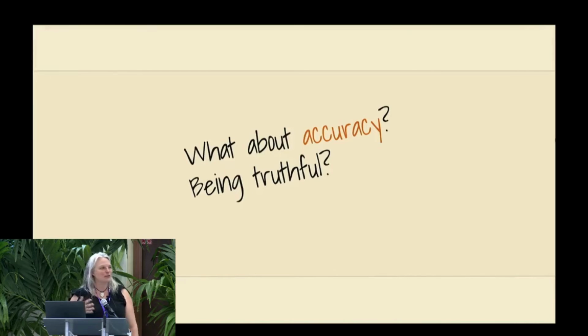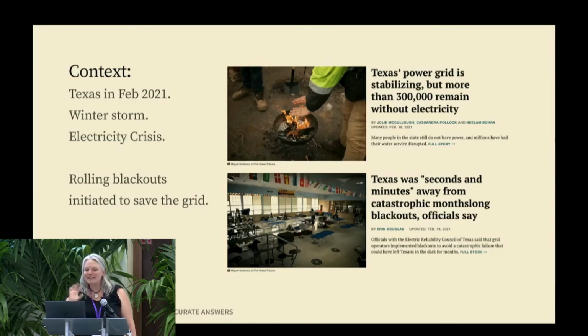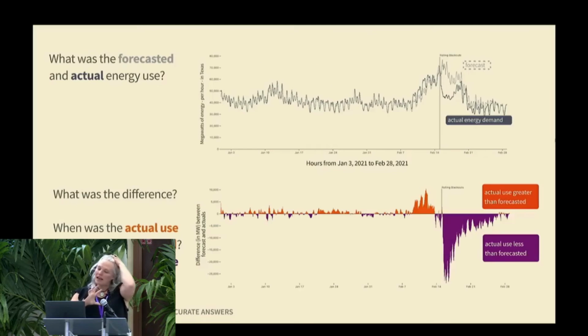So what about accuracy? Truthful, we have folks in the audience who have written books about this. This example is not one that I worked on. I made the data after this event, kind of looking back. This is about the Texas energy crisis in February 2021. There was a huge winter storm, and they instituted rolling blackouts to save the grid. There were also price hikes because of how their energy grid is set up. And EIA has great data on energy use and energy forecasts.